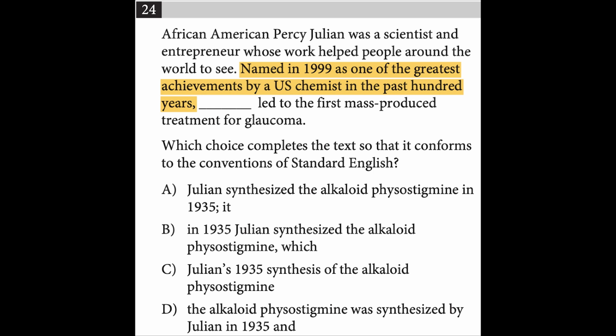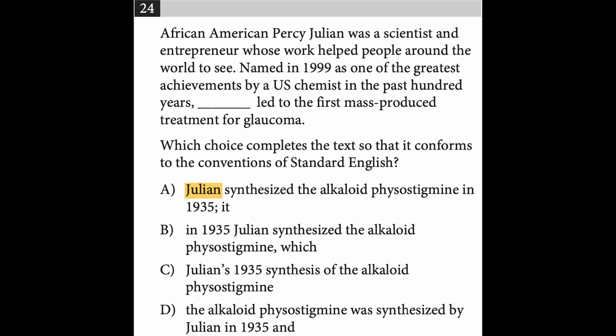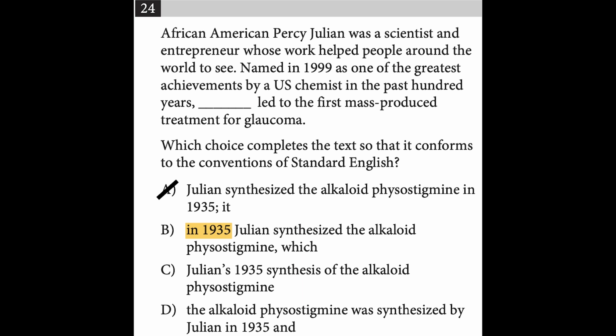Named in 1999 as one of the greatest achievements by a US chemist in the past 100 years. So that means the next words need to be an achievement. Julian is a name, so that's out. In 1935 isn't an achievement either, so B's gone. Julian's 1925 synthesis sounds like an achievement, so we'll keep this one.